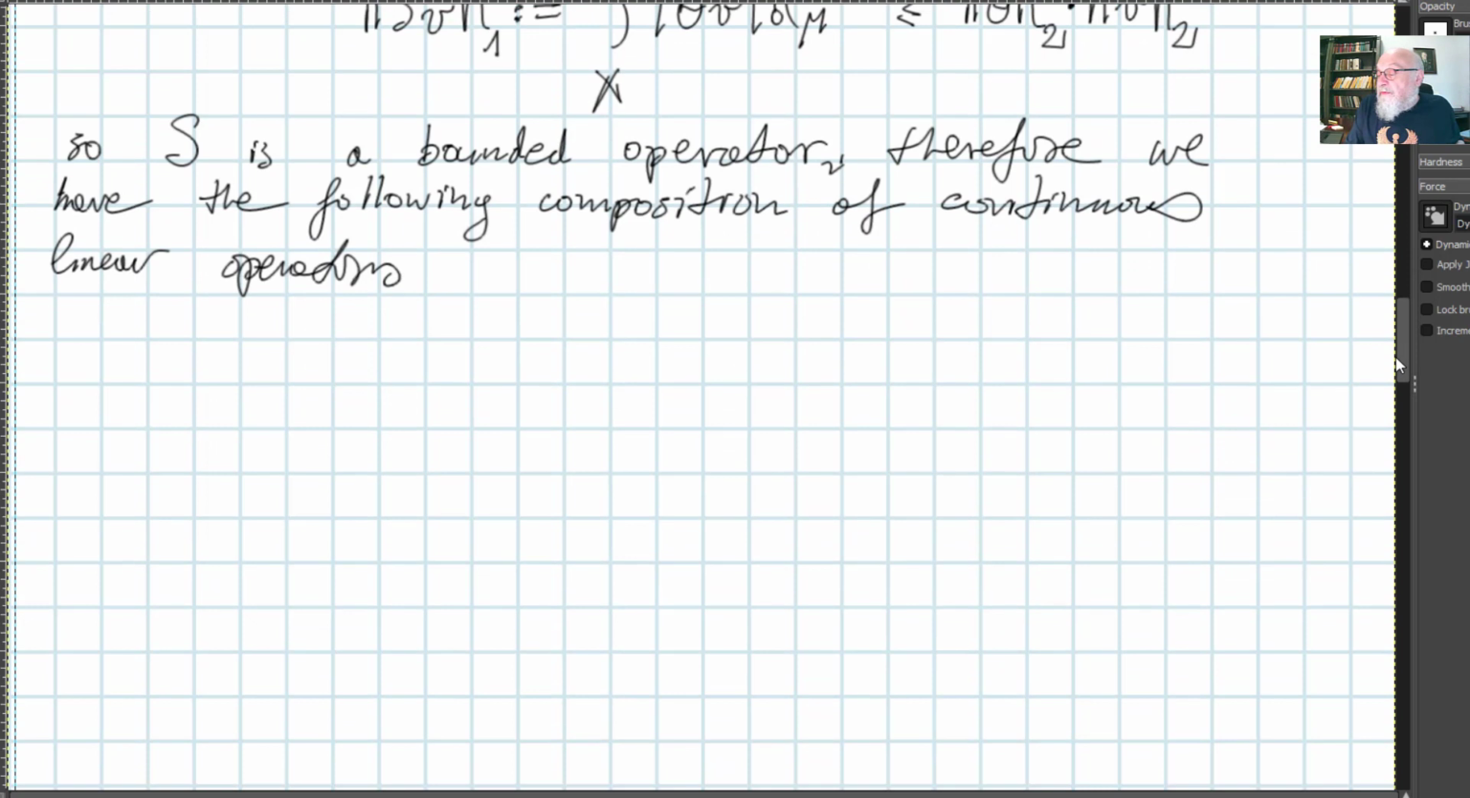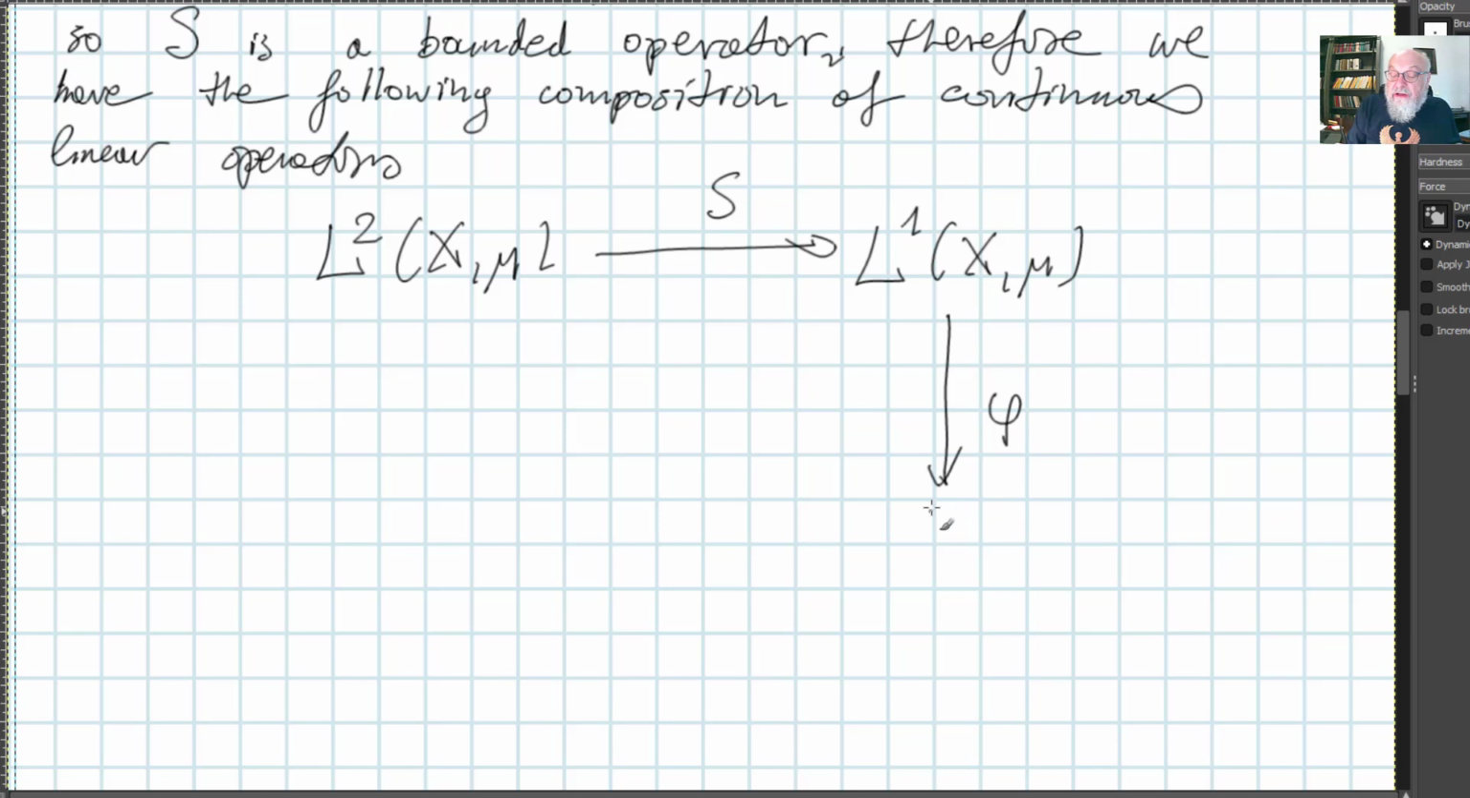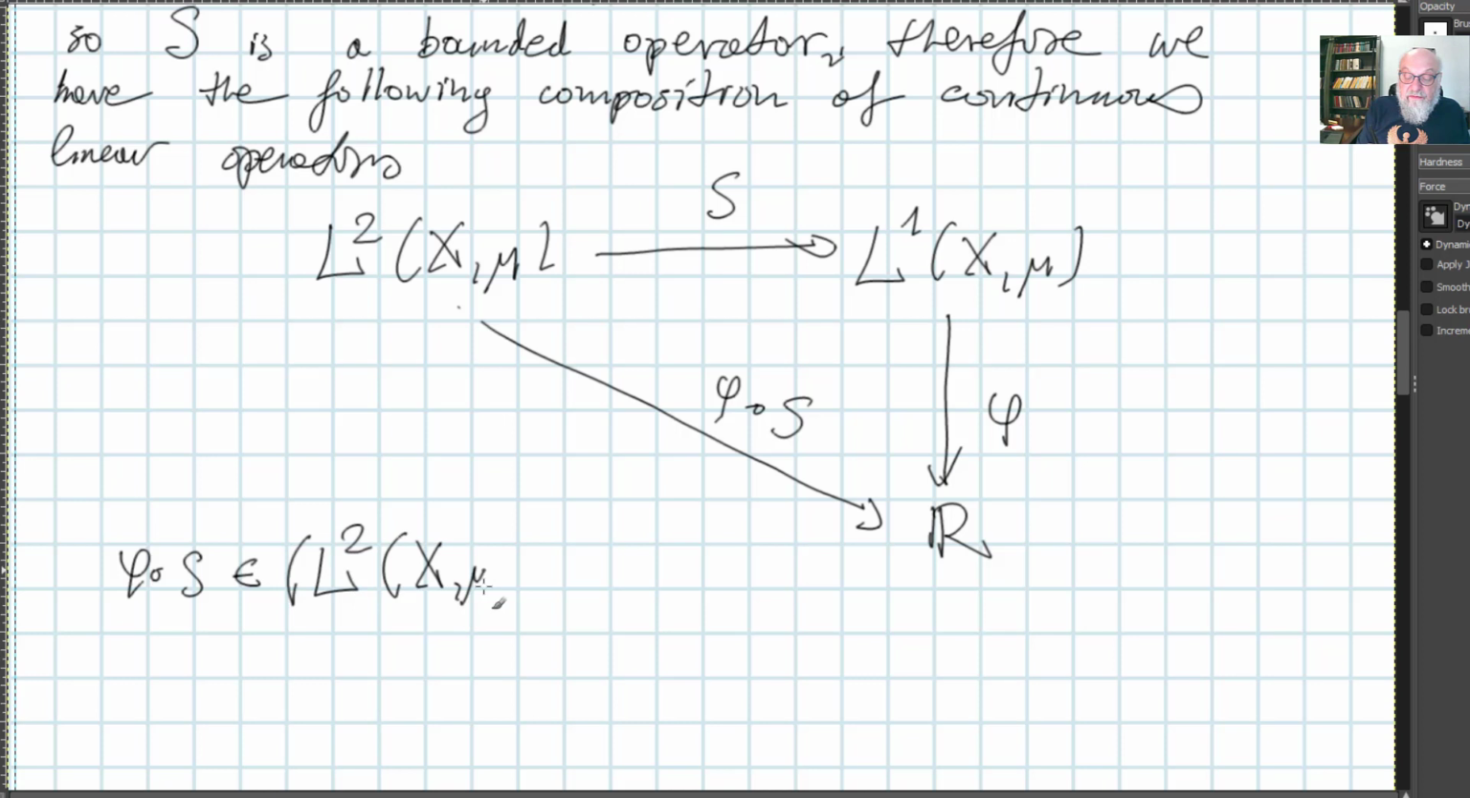First we have here L2 of X, mu, this is our S, it goes to L1 of X, mu, and here we have our functional phi that we chose. So we can take this composition. What do I get here? I'm getting phi composed with S, and that means that phi S is a continuous function on L2, so it belongs to the dual of L2(X, mu).